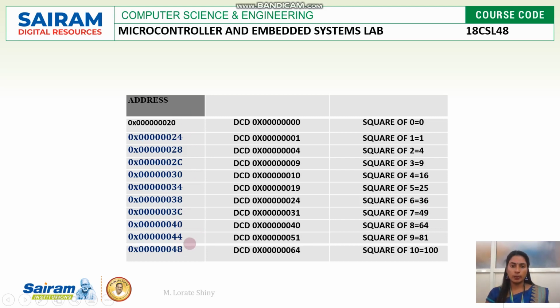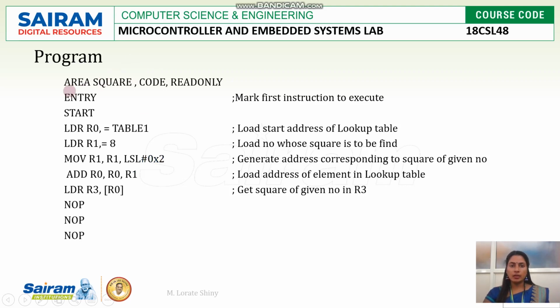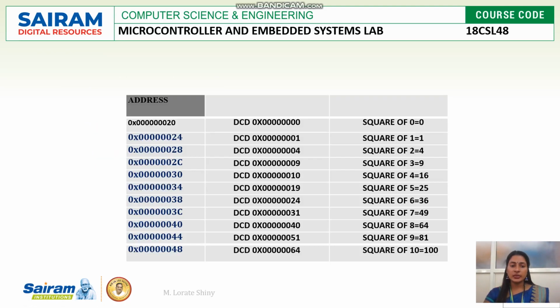Now we'll move to the program. This is the program. This will be the first line: area, session name, memory, and type of memory, area and start. Okay, so here this is a program to find the square of number 8. Okay, so you see the table, square of 8, which is nothing but 64, corresponding hexa value is 40. So square of 8 is 40, that is available in the address 0x00000040. Okay, so address of square of 8 is 40.